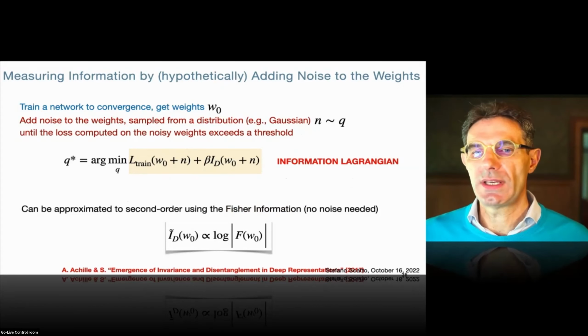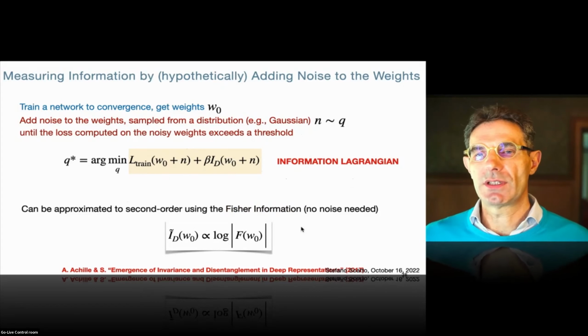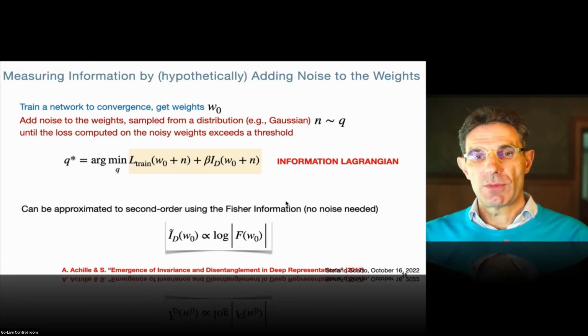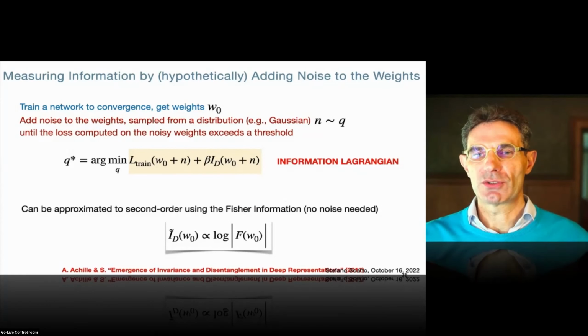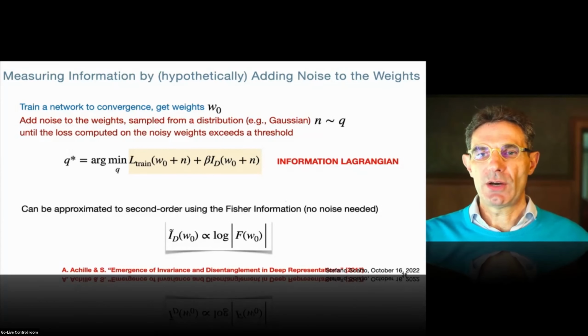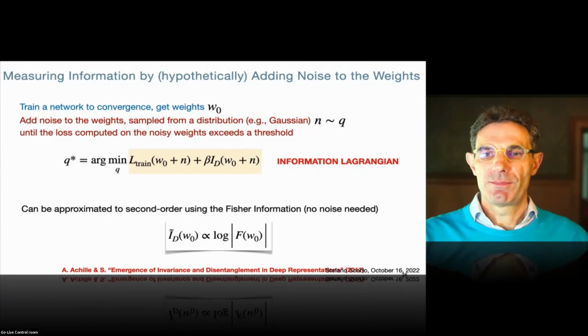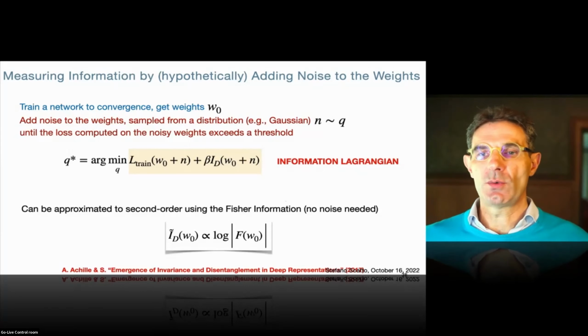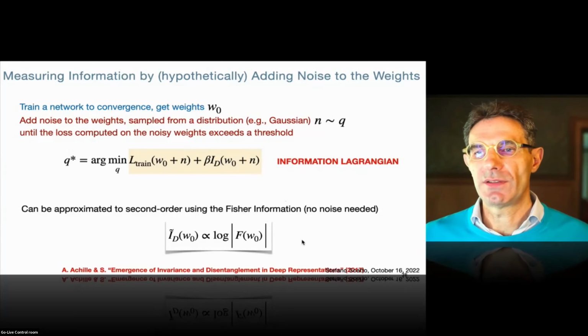It was introduced in 2018 in this paper, Emergence of Invariance and Disentanglement in Deep Representations. It looks like an information bottleneck, but it's not the information bottleneck that's talked about in papers about the information bottleneck. That pertains to the activations of the network given test data. This pertains to the training loss, the dataset, and the weights. Okay, and again, to second order, this is approximated by the Fisher information.